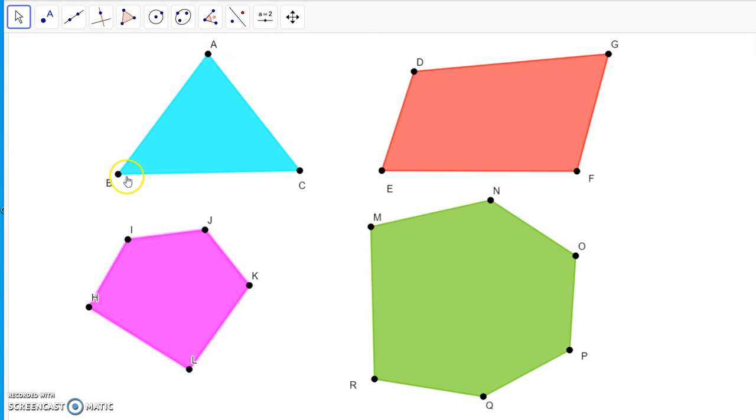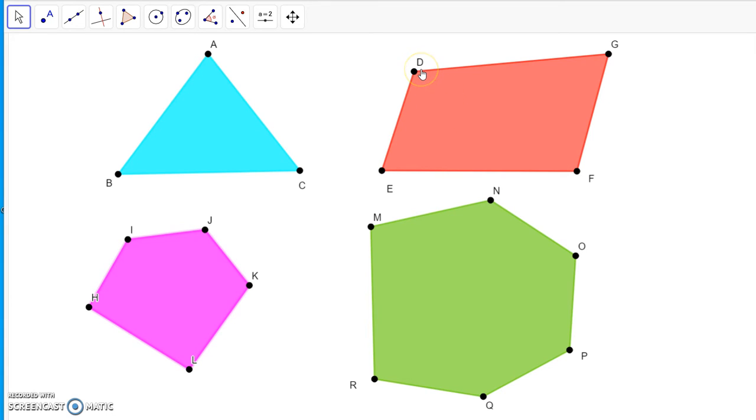This triangle ABC has got three angles A, B and C. So when you add them together, they are going to sum up to 180 degrees. This is something known to us already from our previous grades. Now the next one is a quadrilateral.